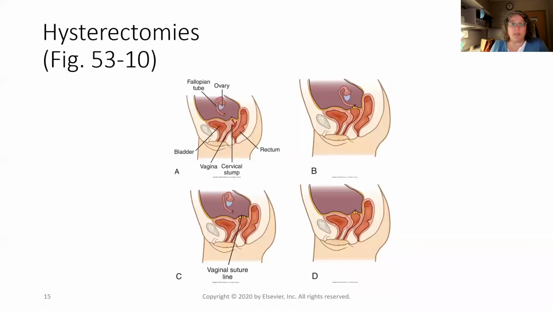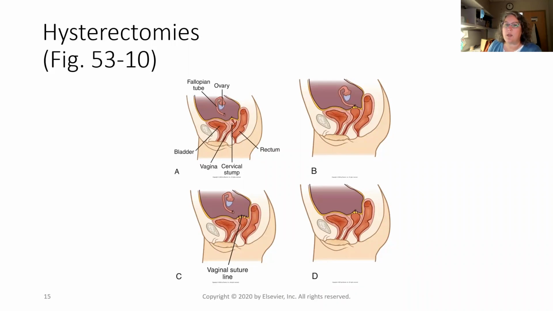So with hysterectomies, there are a couple different things that can happen. We can either have the fallopian tube and the ovary floating there, or we can attach them. We can have a vaginal suture line, and indeed that is a total hysterectomy. So just some language that's associated with the pictures here.